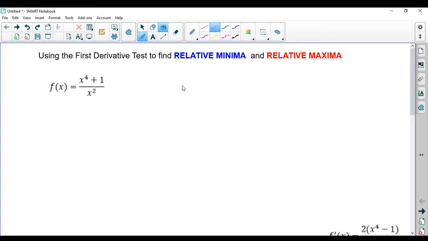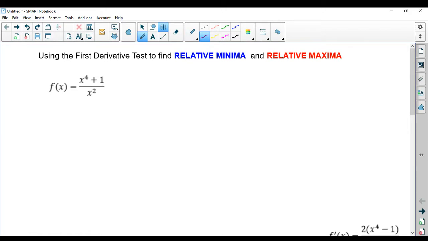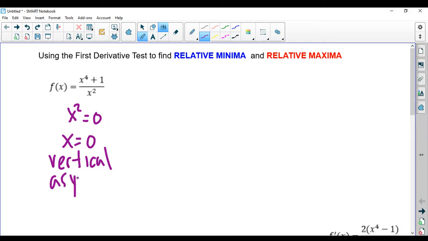So if you remember, a vertical asymptote happens where the bottom equals 0. So in this function, the bottom equals 0 when x squared equals 0, or x equals 0. That is a vertical asymptote. So that's going to be an important point on the graph.